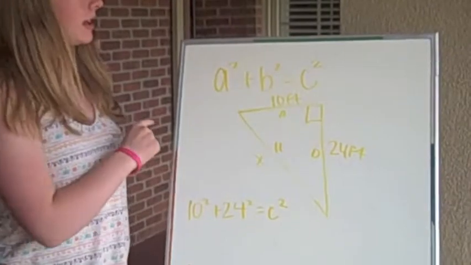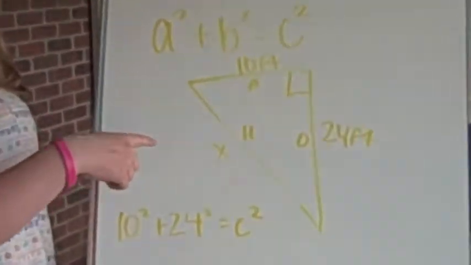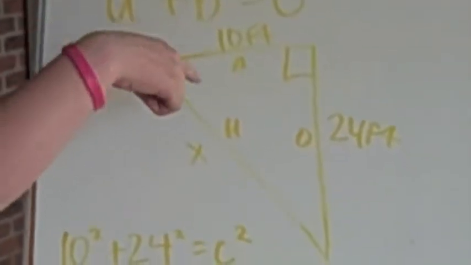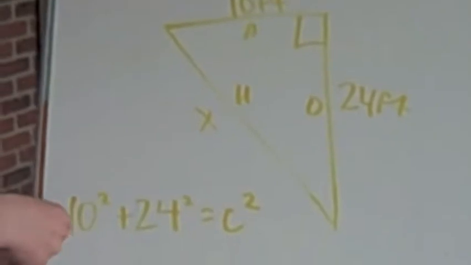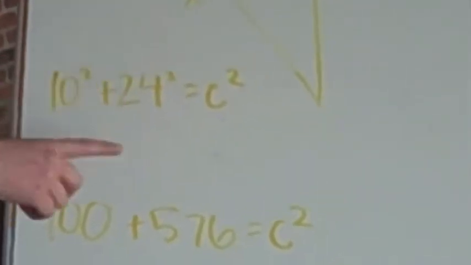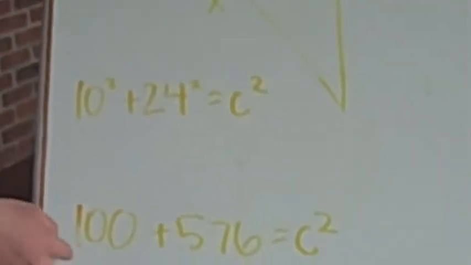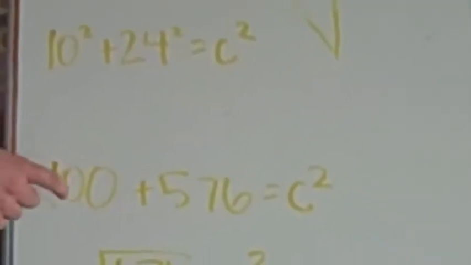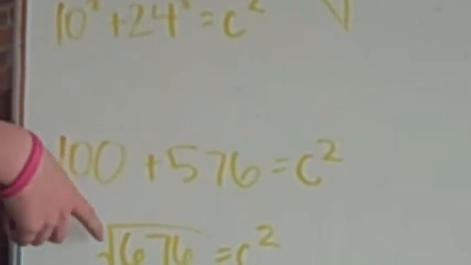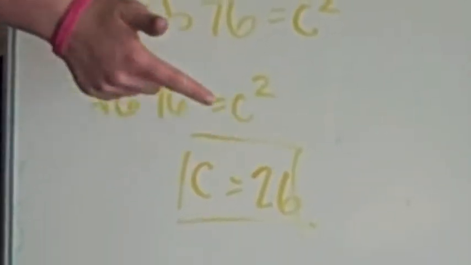Okay, the Pythagorean theorem is a squared plus b squared equals c squared. So in this triangle, you have 10 feet and 24 feet, so they go in, and 10 is a and 24 is b. Then you get 100 and 576, but you still don't have c, so you add those together, 676, and then you square root that to get c, and c is 26.